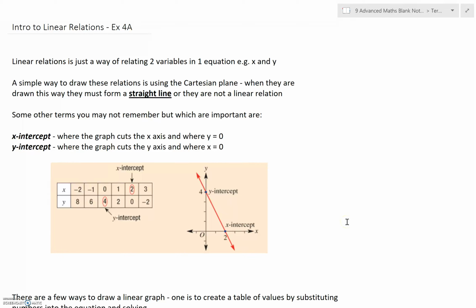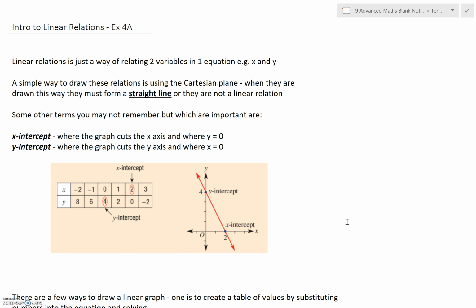Hi everyone, so our next lesson is all about linear relations, and that's what we're going to work on for the rest of the term. So this is just a really brief introduction, reminding you what you already know. None of this is actually new today, but you may have forgotten some of it.